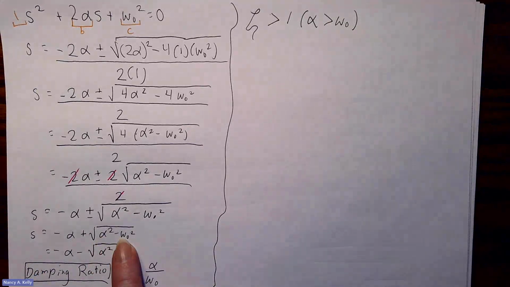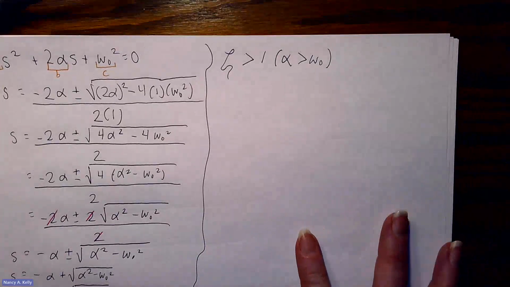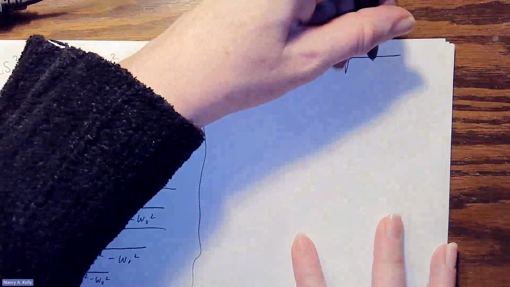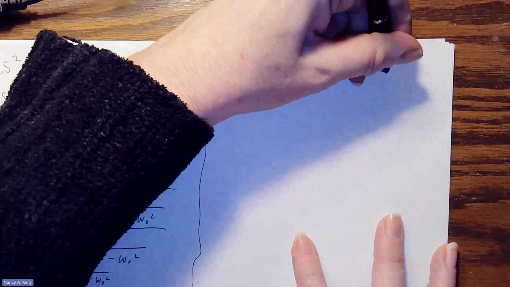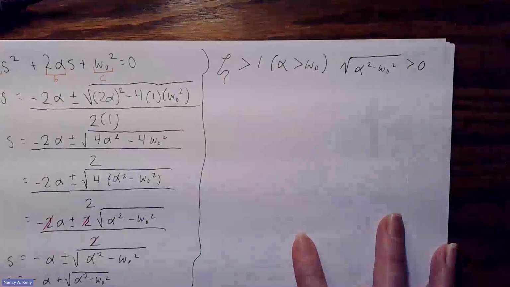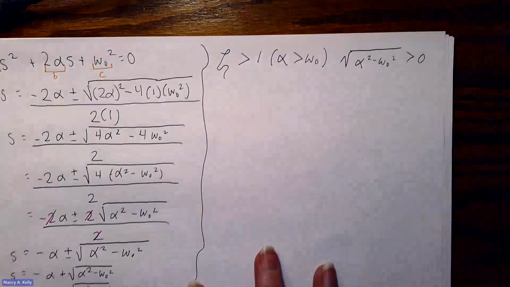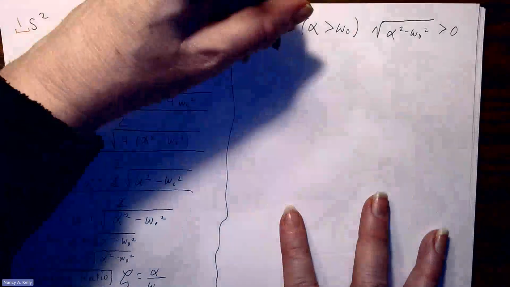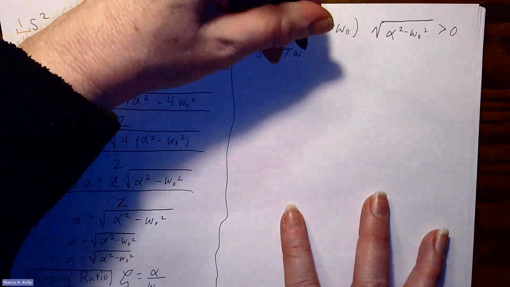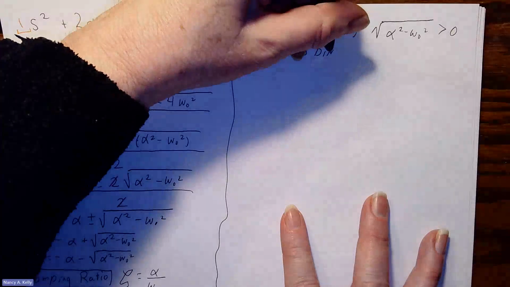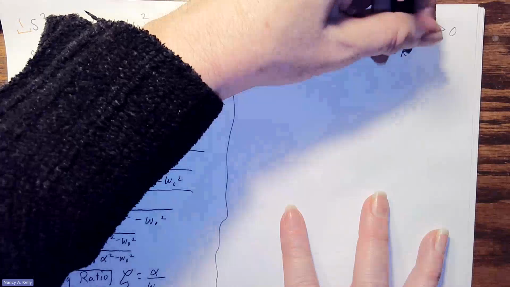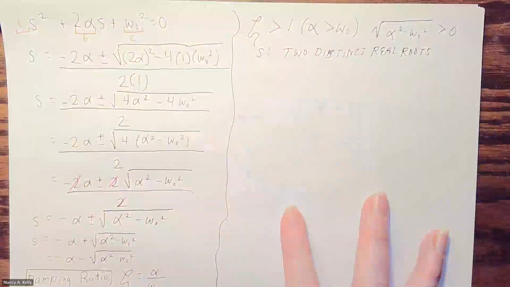Now, if that's true, and we look at how we've expressed S here, if alpha is greater than omega 0, that means that the quantity under the radical is going to be positive. So the square root of alpha squared minus omega 0 squared is greater than 0. Okay, so that means that we're going to get two real roots for S. There are two distinct real roots.